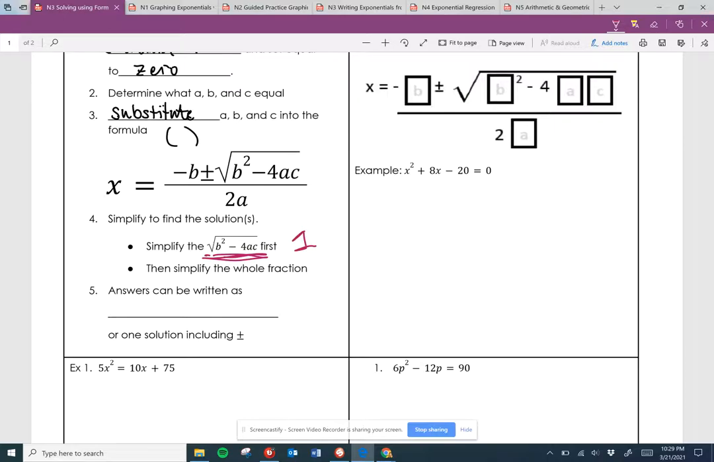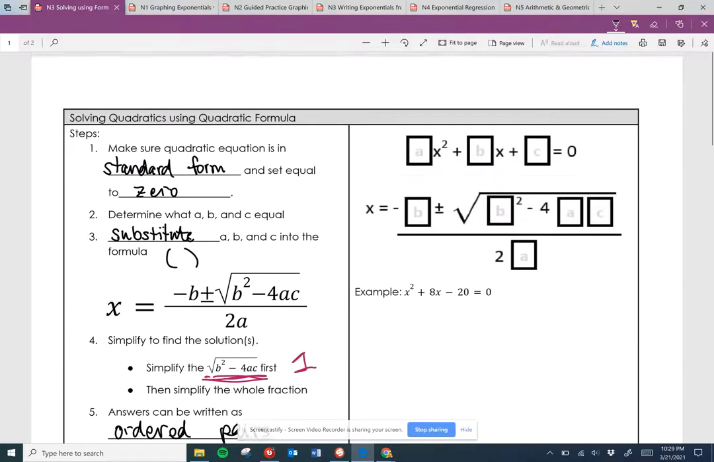All of our answers can be written multiple ways. Okay, it can be written as ordered pairs, or it can be written as the solution with the plus or minus. Okay, so let's do this first example first.